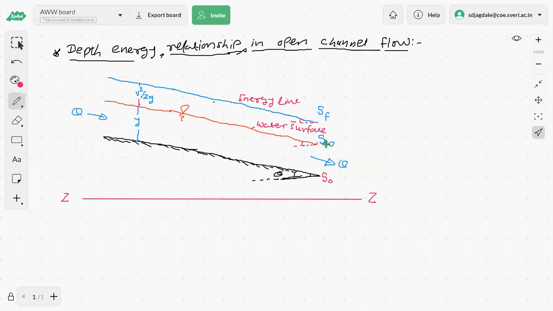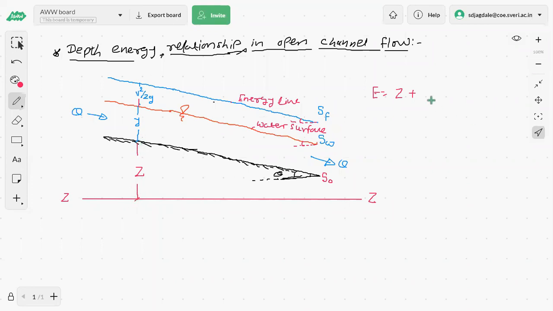The slope of the water surface line is SW, and the velocity head associated with this flow depth and discharge Q is v square by 2g, whose slope is SF. Now for this case, the total energy E will be the summation, starting from the datum head Z, measured from the datum.